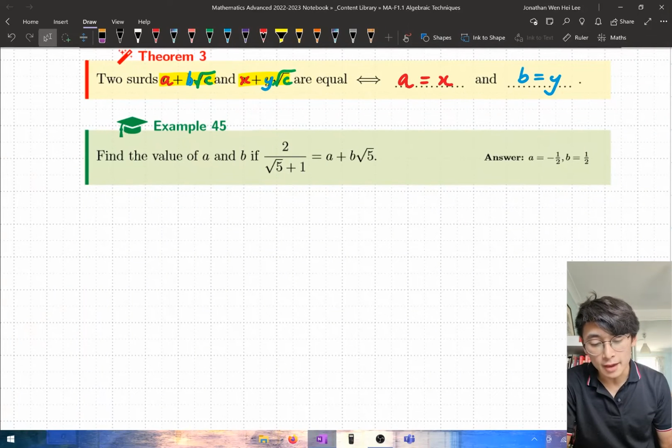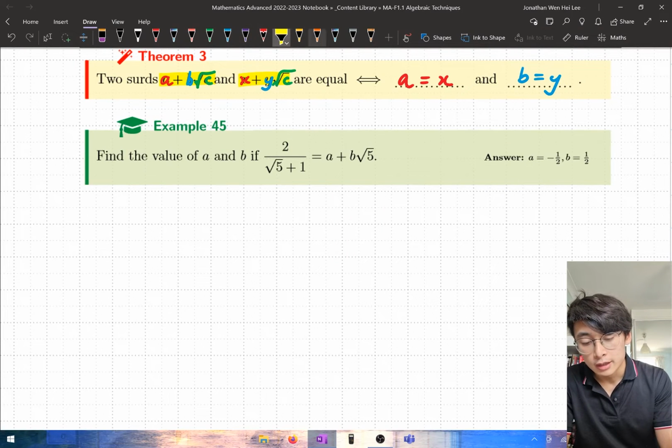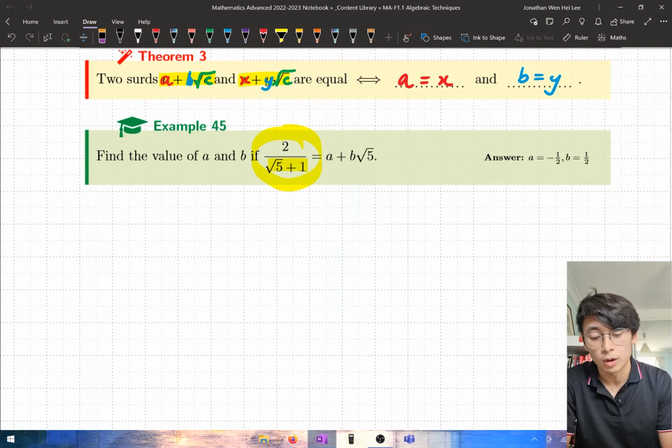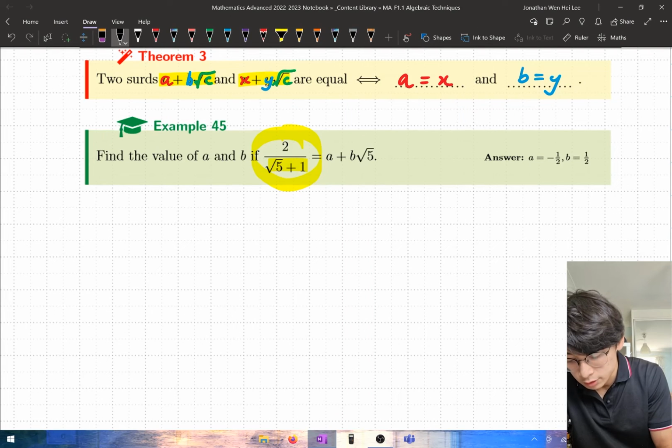Find the value of a and b if 2 over square root 5 plus 1 is equal to a plus b root 5. Now notice here on the left hand side, we've got this expression which has an irrational denominator. We've got a square root in the denominator. On the right hand side, we've just got a regular expression with a square root there. And so what we want to do is just rationalize the denominator first, and then we'll see what we can do there.